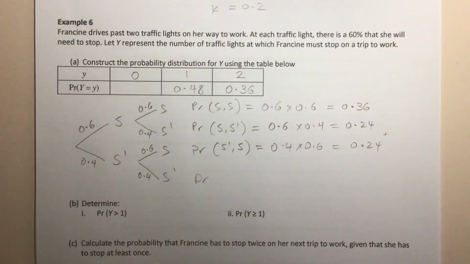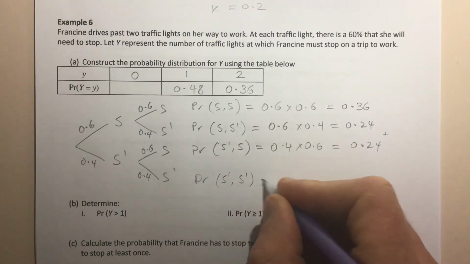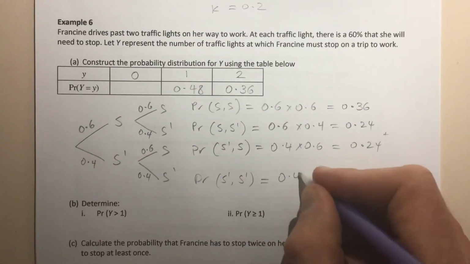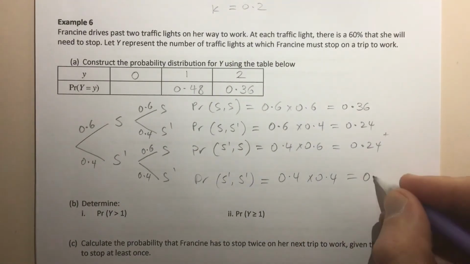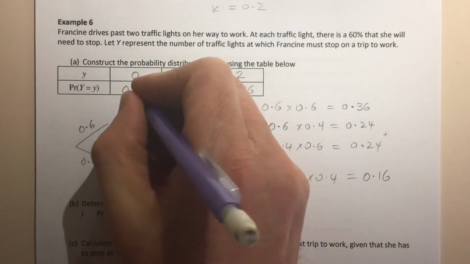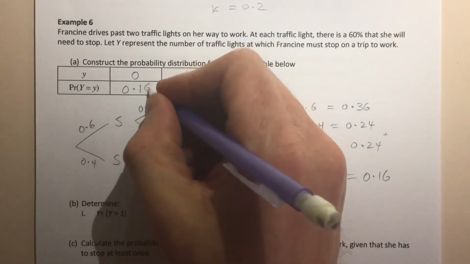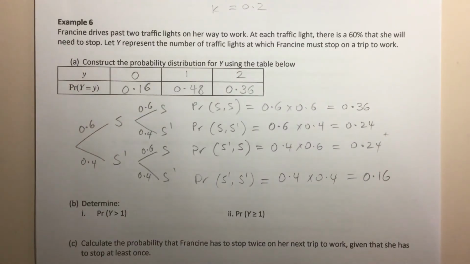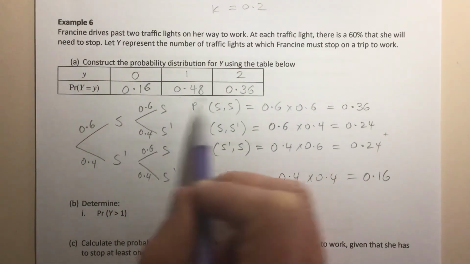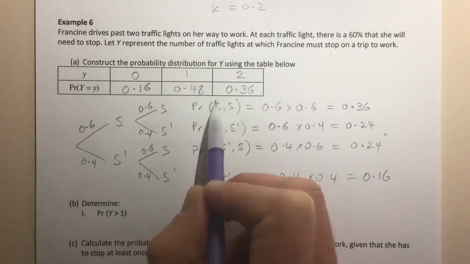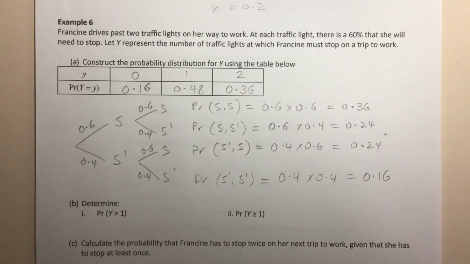And the probability that she stops at neither, so she doesn't have to stop at the first set of lights or the second set of lights, well, that's just 0.4 times 0.4. And 4 fours are 16 with 2 decimal places, that's 0.16. All right, and then we can do a quick check, at least in our heads, that when we add these values up, they're going to add to 1, because the probabilities should all sum to 1. So 0.16 and 0.36 gives 0.52, 0.52 plus 0.48, yep, they add up to 1.